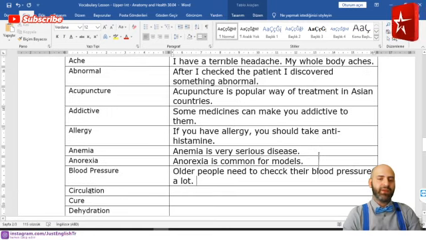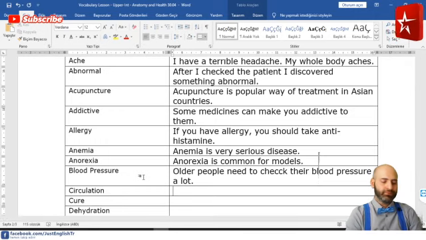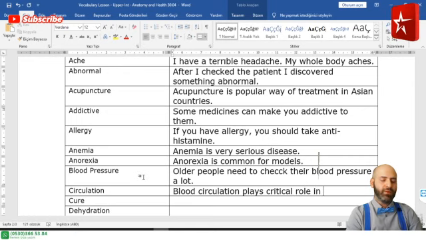Okay, so I have already said something about circulation. Circulation is the movement. So the movement of the blood in our body, we call it circulation. Blood circulation plays a critical role in our health.